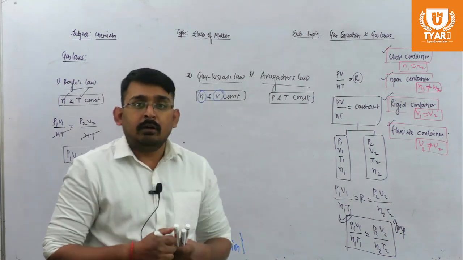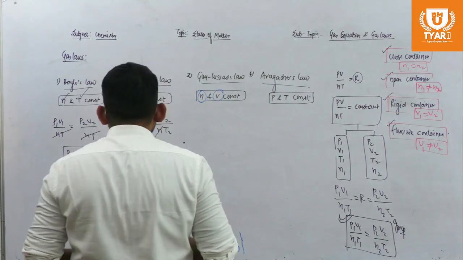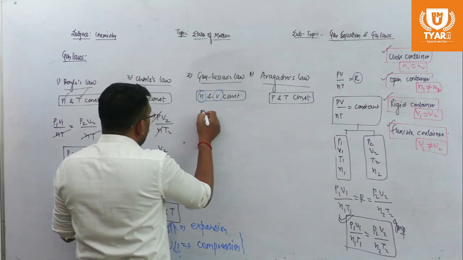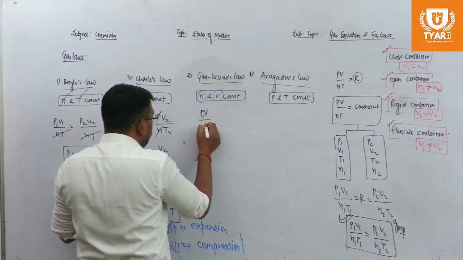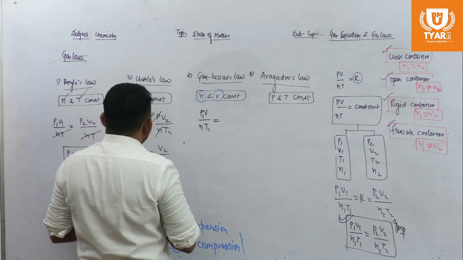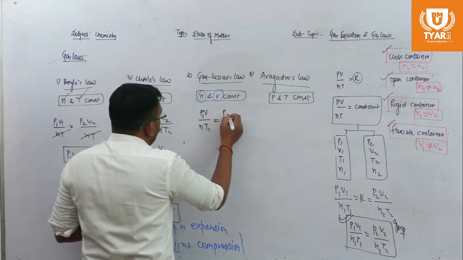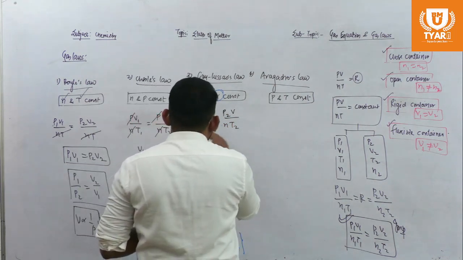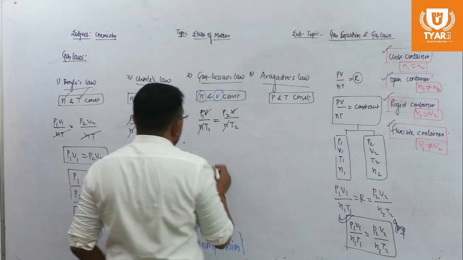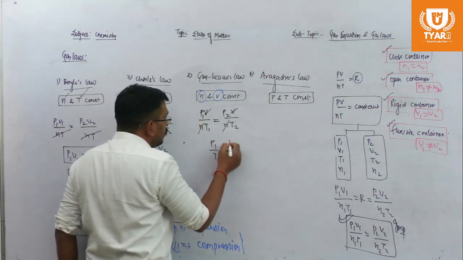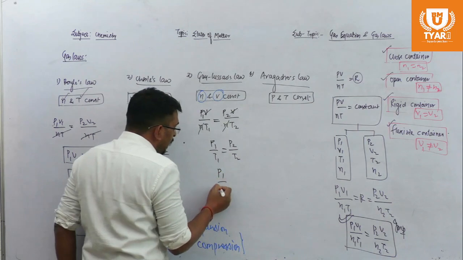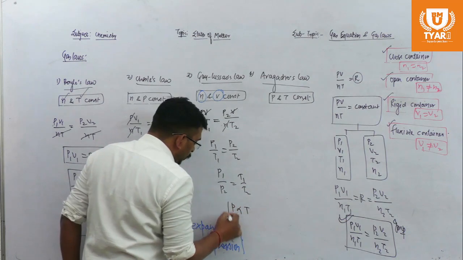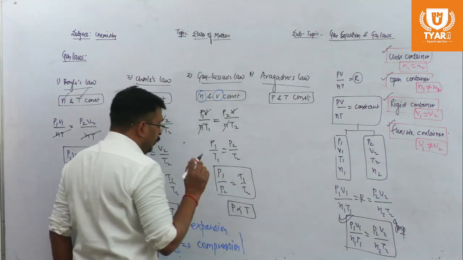So we are having N and V constant. What is the meaning of this N and V constant? So let us again write. P1 V upon N T1 equals to P2 V upon N T2. So here N and N cancel, volume and volume cancel. So you will have P1 upon T1 equals to P2 upon T2. That makes P1 upon P2 equals to T1 upon T2. That is P is proportional to T.